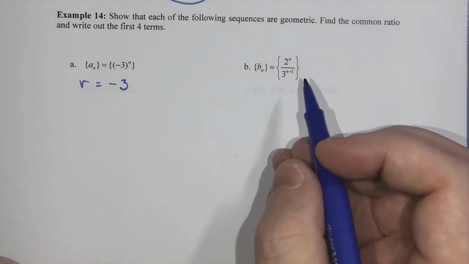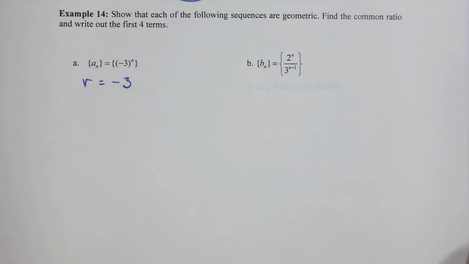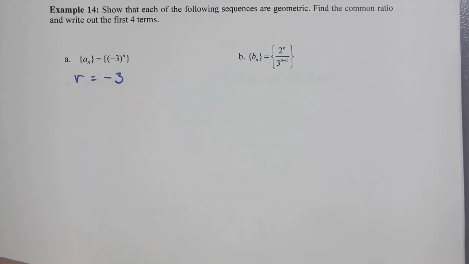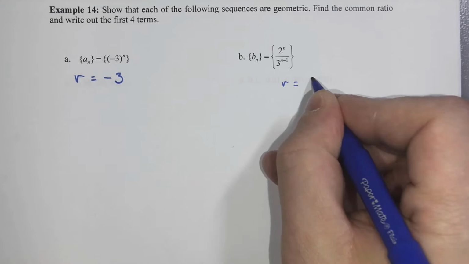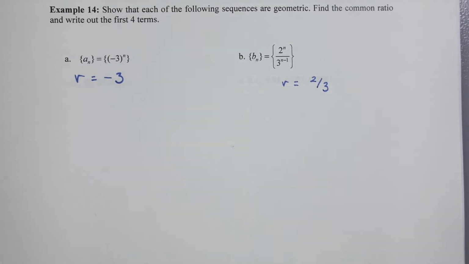Similarly, over here, since we have a power raised to the 2 and a power raised to the 3 to the n minus 1, so it's still got a power on it, the ratio over here is pretty clearly going to be 2/3. But now to be more formal with it, let's write out the first four terms and then do what the question's asking for.